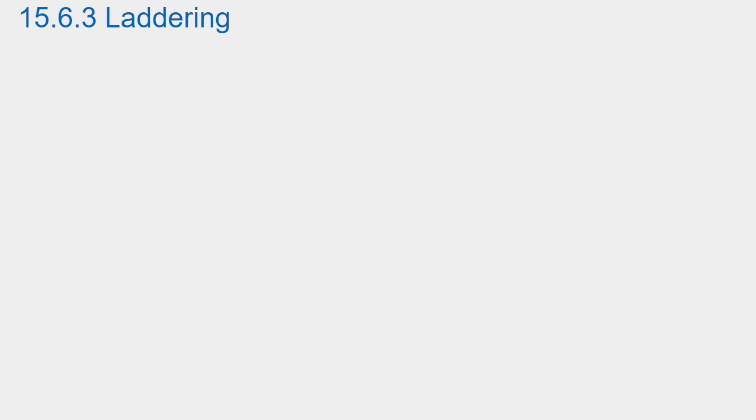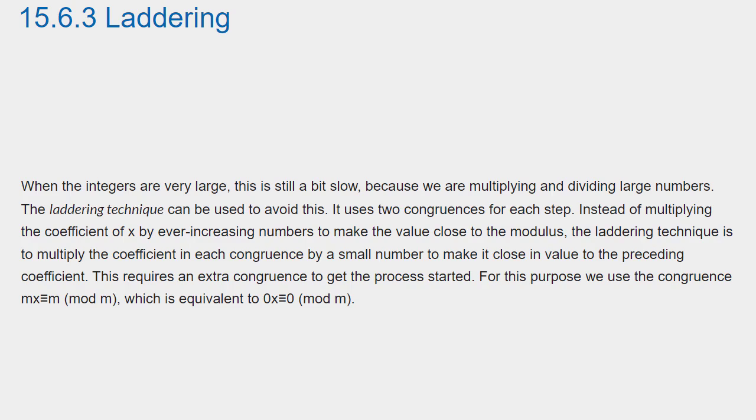Section 15.6.3 Laddering. When the integers are very large, this is still a bit slow because we are multiplying and dividing large numbers. The laddering technique can be used to avoid this. It uses two congruences for each step. Instead of multiplying the coefficient of x by ever-increasing numbers to make the value close to the modulus, the laddering technique is to multiply the coefficient in each congruence by a small number to make it close in value to the preceding coefficient. This requires an extra congruence to get the process started.